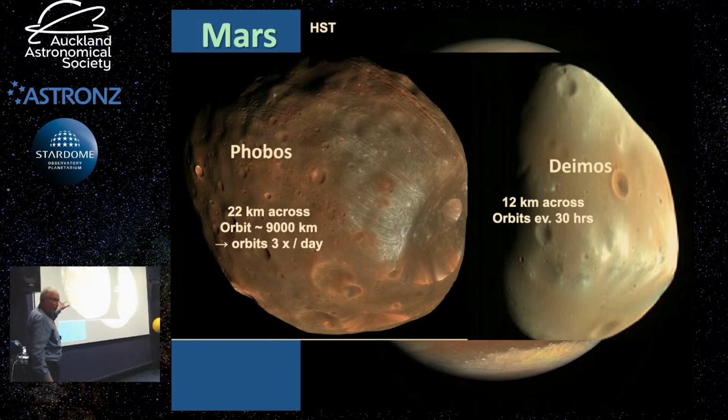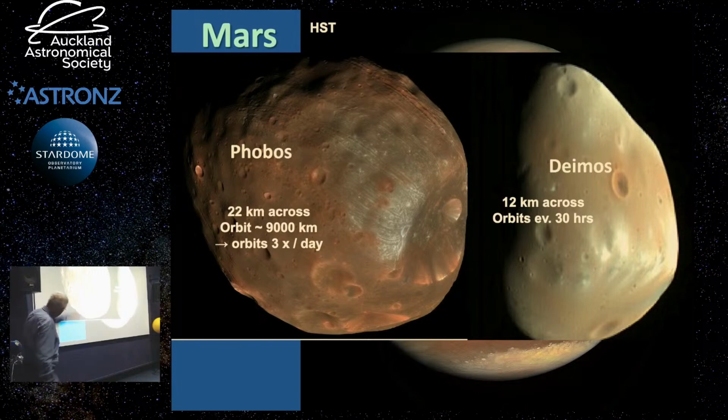Phobos orbits really close to Mars, only about 9,000 kilometres up, and for that reason it orbits about 3 times a day on Mars. And you know what that means? You know how everything rises in the east? Phobos, if you're on Mars, you'll see it rise from the west. You'll see it go over 3 times in the day, all rising from the west, as opposed to rising from the east.